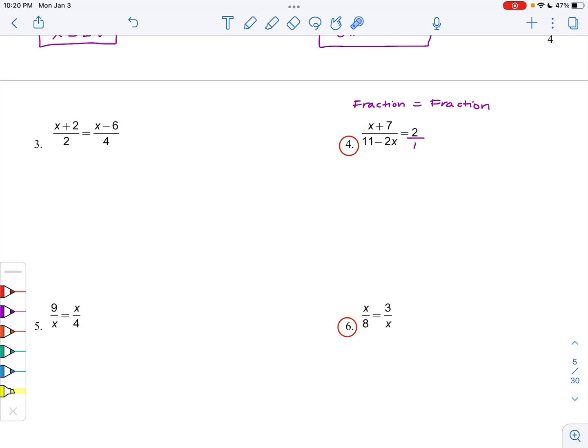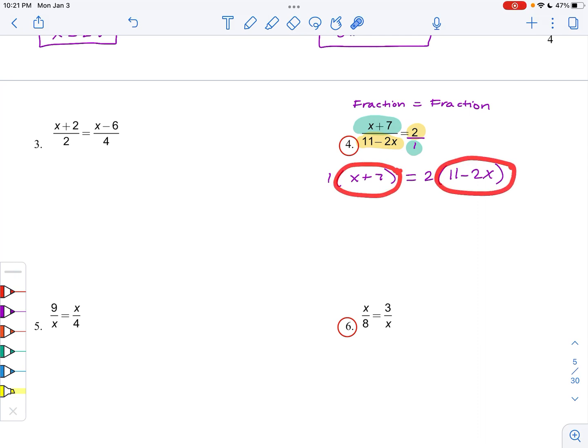The key when you have something like this example is to make sure that you're distributing. So when I say we're going to multiply x plus 7 times 1, we're going to multiply all of x plus 7 by 1. And when I say we're going to multiply 2 times 11 minus 2x, we have to multiply 2 times the entire 11 minus 2x. So whenever we cross multiply, we have to make sure that we're setting it up with parentheses like this so that we can distribute.